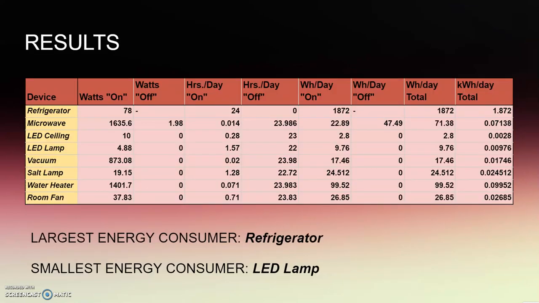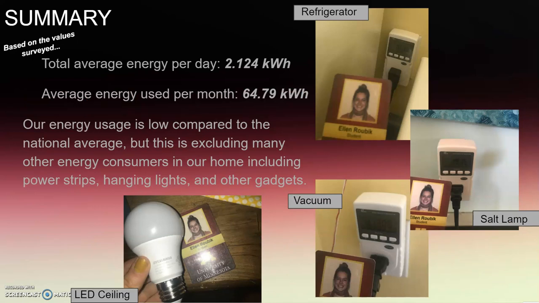So here is my big pretty table of all my results. Just based off this, I found that the largest energy consumer is the refrigerator, and the smallest energy consumer of the appliances surveyed was the LED lamp. So to summarize, the total average energy used per day based on these appliances was 2.124 kilowatt hours. Average energy used per month would be around 64.79 kilowatt hours, but this is strictly based on the appliances that I surveyed, not based on our overall energy usage.